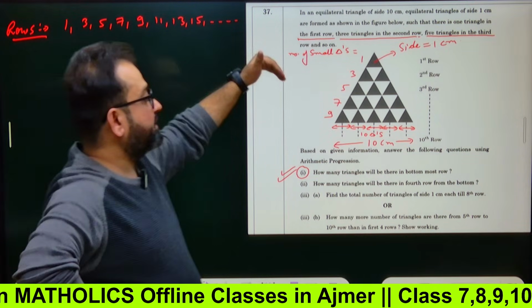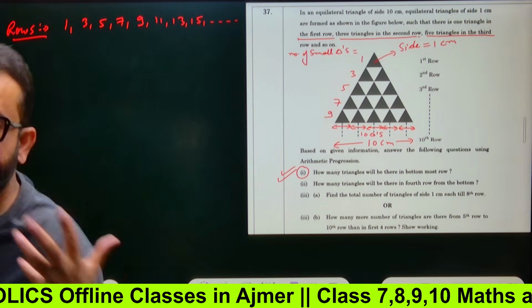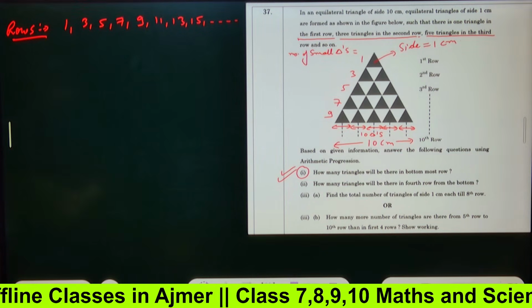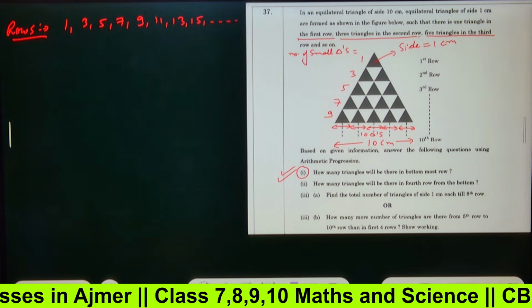So this is 1, 3, 5, 7, 9. How to use this concept that 10 triangles are there? Okay, I understood. I got the point.